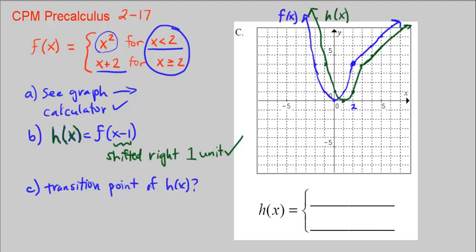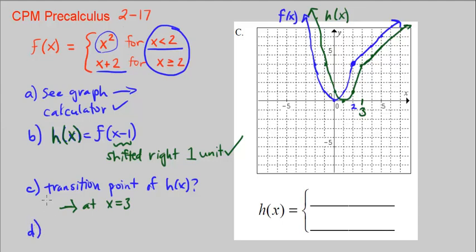So the transition point of h of x, well, where are we going from the x squared parabola to the x plus 2 line that's been shifted over to the right? Well, before we were at 2, and now it's happening here at 3, right? At x is 3, we have this kind of fence there. We don't need to draw in the fence. We can see at x is equal to 3, that's where the transition happens. Okay? At x is equal to 3. Alright, let's go on to part D.